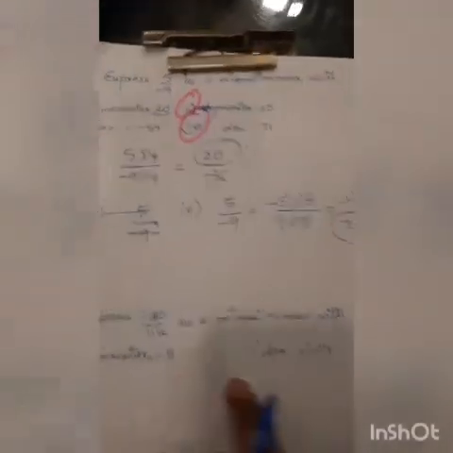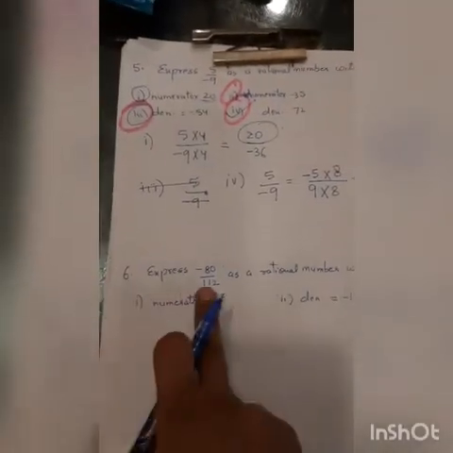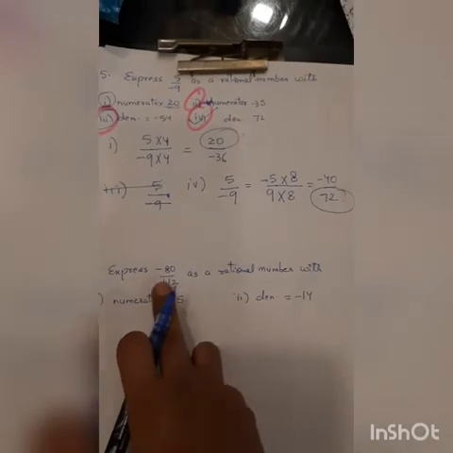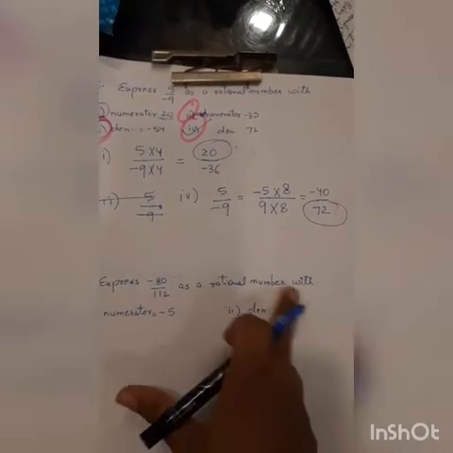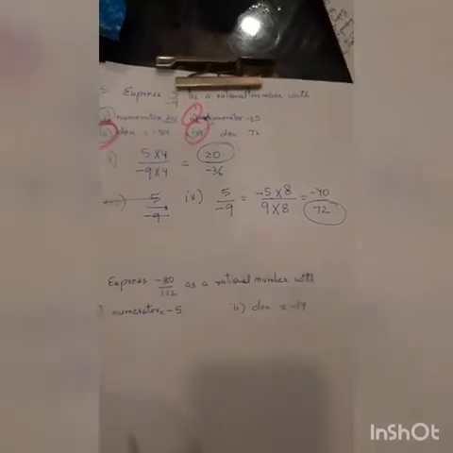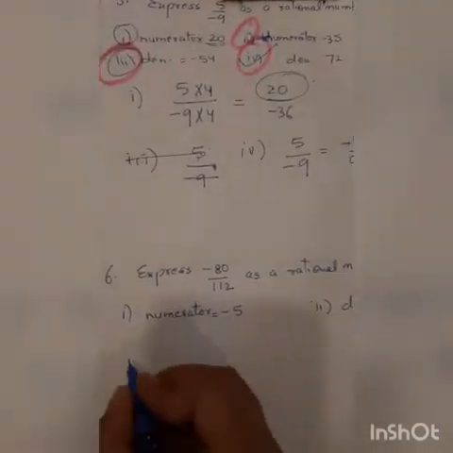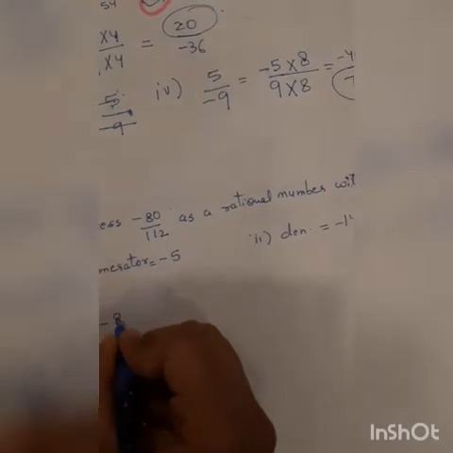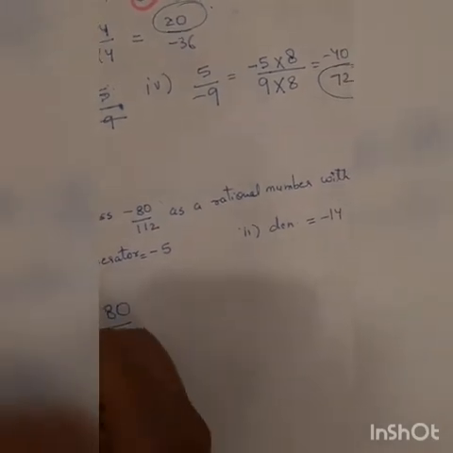Okay. Students, likewise, question number 6 also we have to do. Express minus 80 upon 112 as a rational number with. They are giving us the numerator as minus 5 and denominator as minus 14. Let me do both the parts, students. Here minus 80 upon 112 I will take.